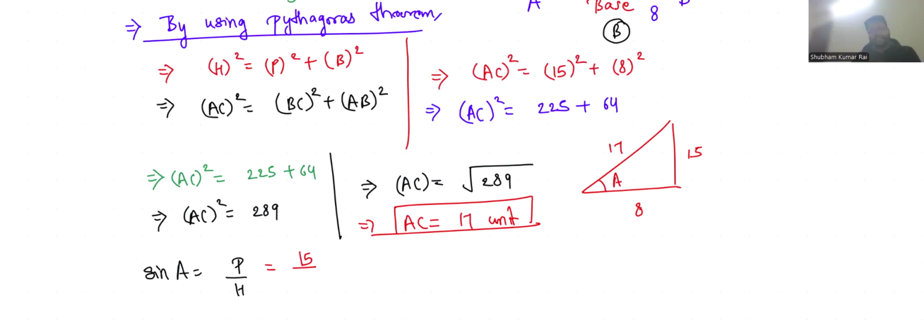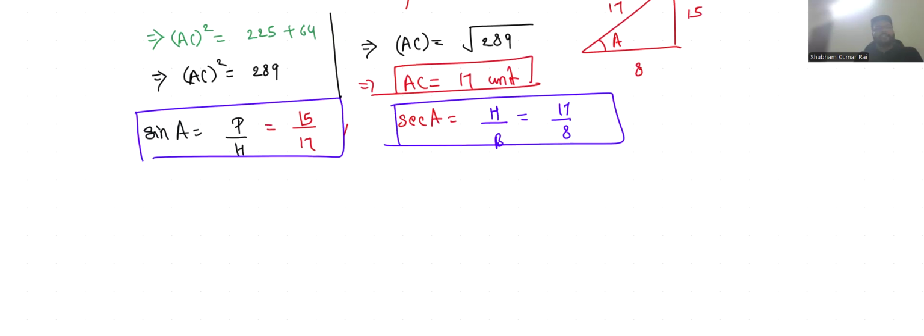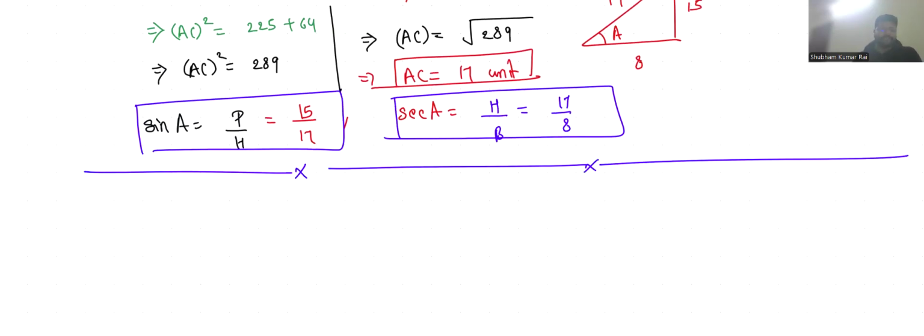And what is the second trigonometric ratio? That is sec A. It is the inverse or reciprocal of cos. It will become hypotenuse upon base. So hypotenuse is 17 and base is 8. So these are the two trigonometric ratio values that we needed to calculate for the given question. I hope it is now very clear how we can solve the question based on trigonometric ratios, right?